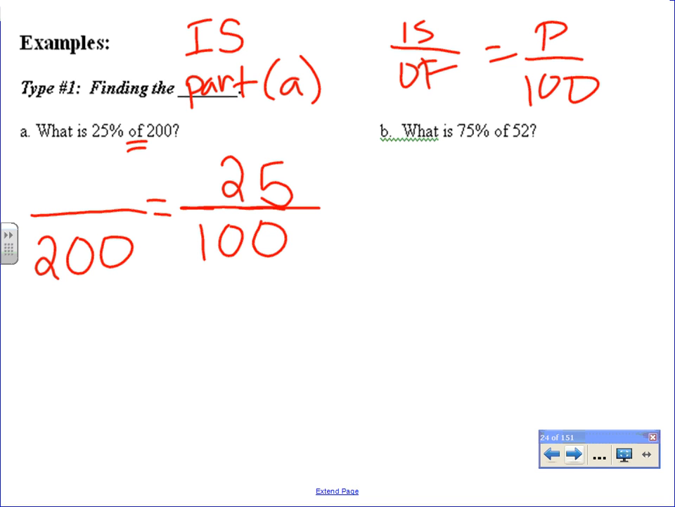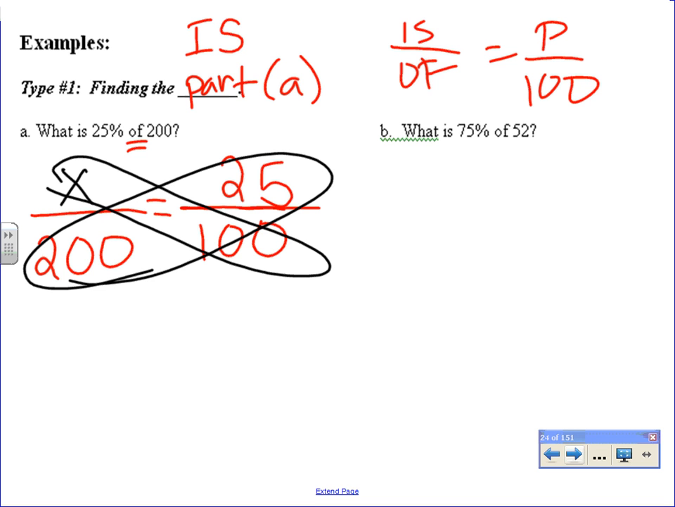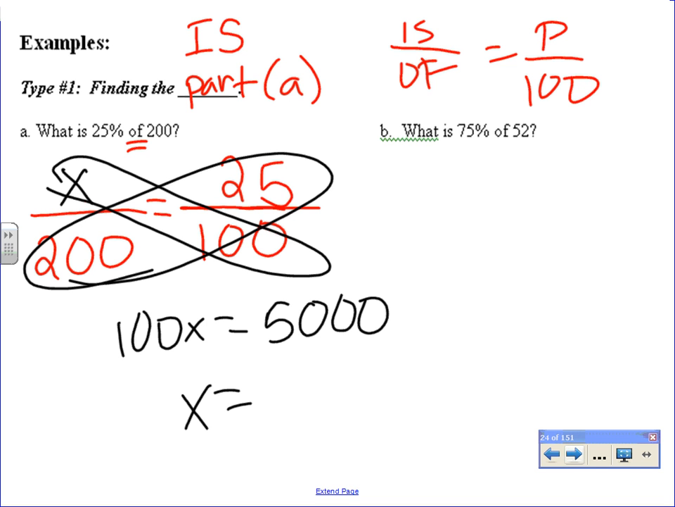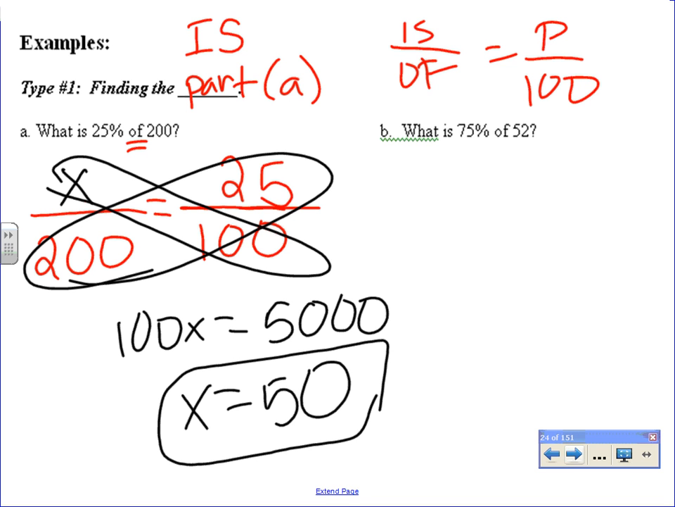Okay, to solve this, I'm going to put my x here because we have to find the part, which is the is. We're using cross products. So we're multiplying across both ways, and then we're going to divide. So we end up with 100x is equal to 5,000. All we're doing is cross products. Divide both sides by 100. What is x? Mike. Good job. X is 50.